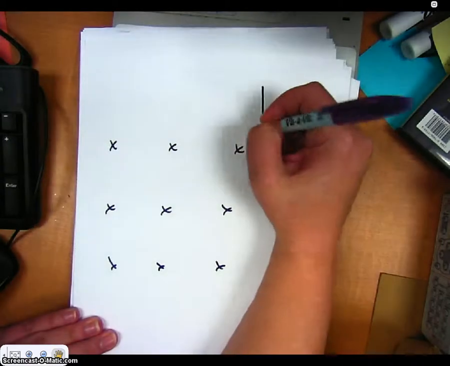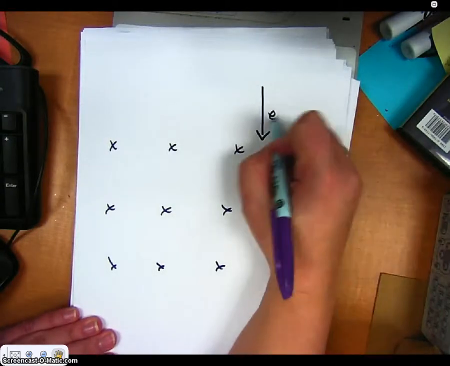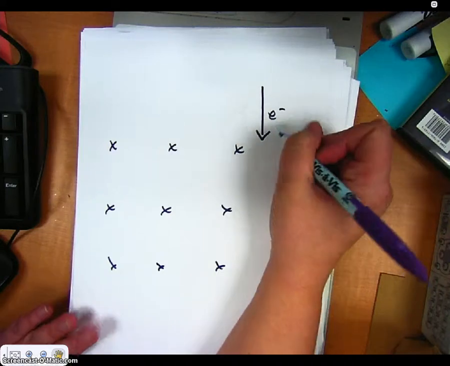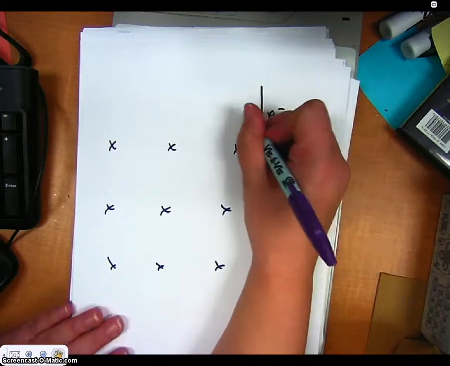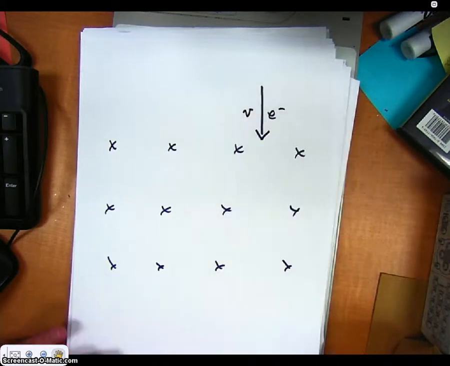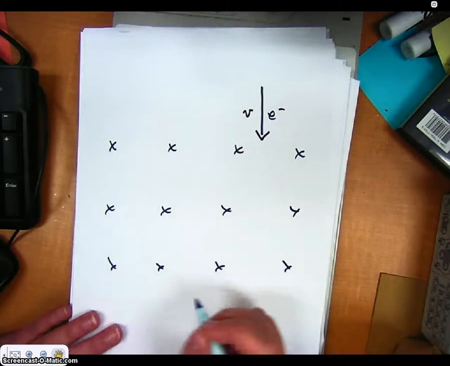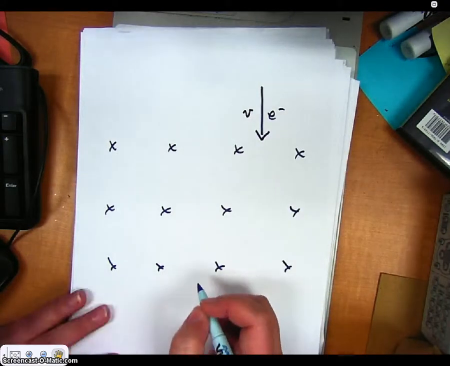So let's say that I have an electron up here entering this uniform field with some velocity v. Okay, and I shot that charge into this field. I want to know what is going to be the path of that.